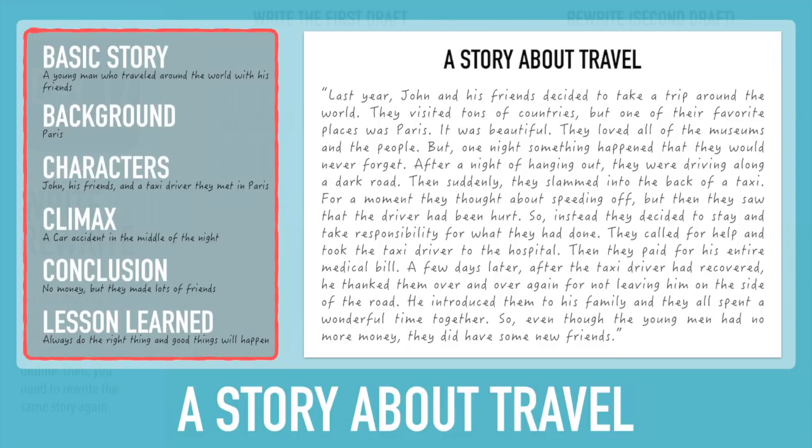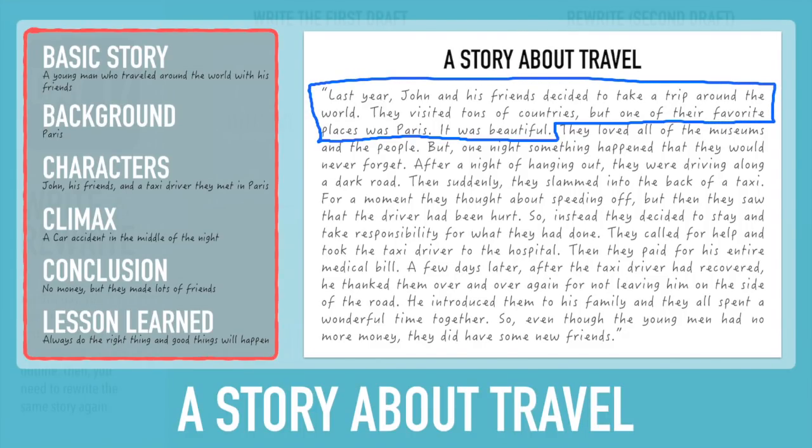Okay, so what's happened? In this section right here, I've already given you the basic story and the background. Let's keep going. They loved all of the museums and the people, but one night something happened that they would never forget. After a night of hanging out, they were driving along a dark road. Then suddenly they slammed into the back of a taxi.